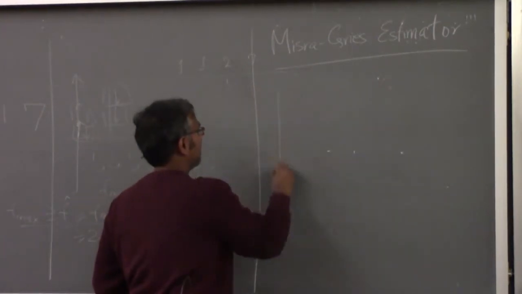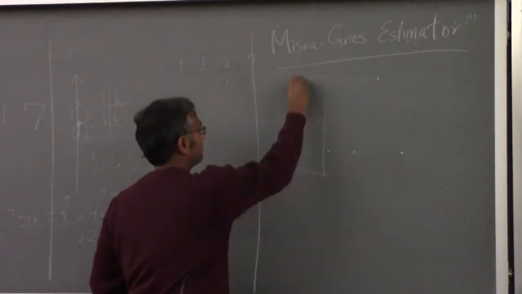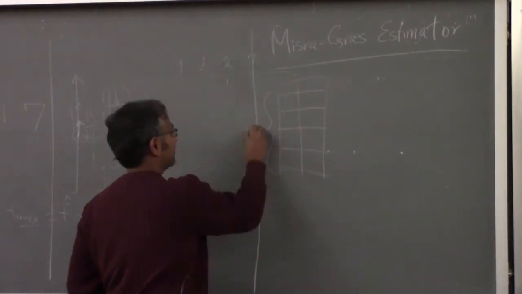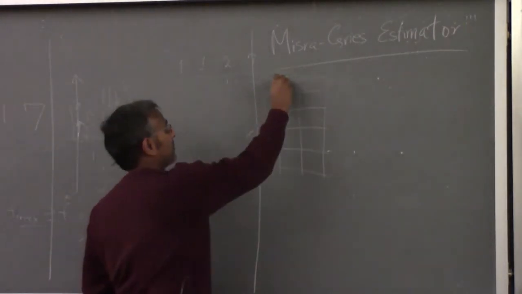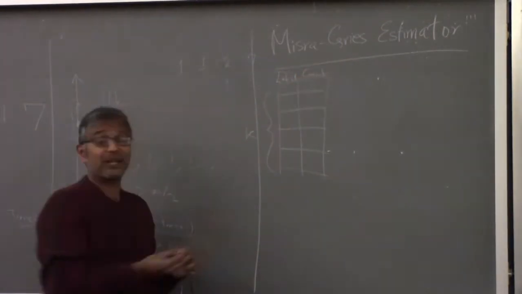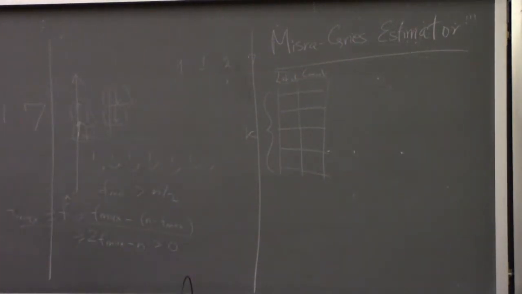So there are k of these things, right? And here I put a label and a count, because I want to keep track of the item and its frequency. And so for every item I'm going to report some frequency, which is going to be some approximation of its true frequency.